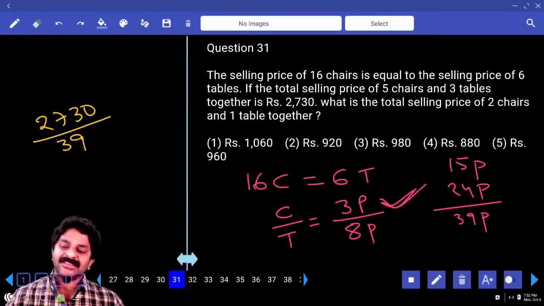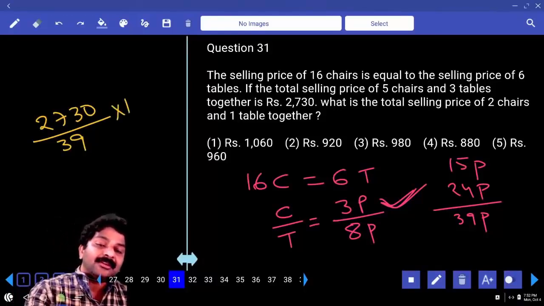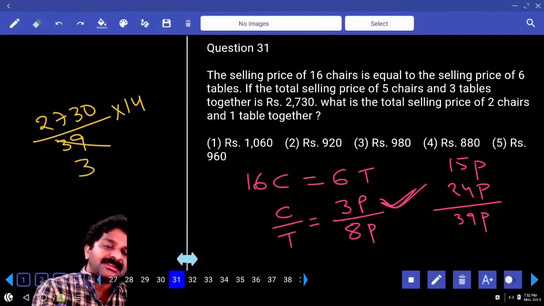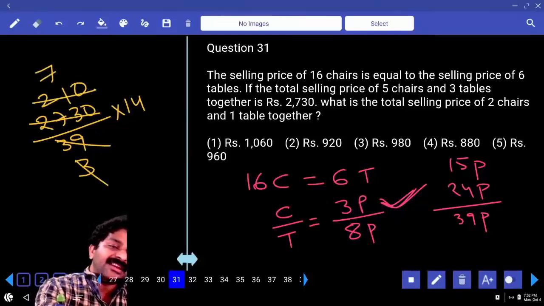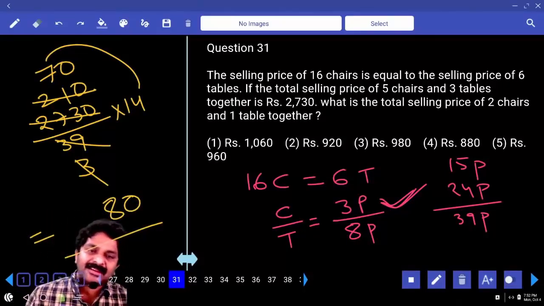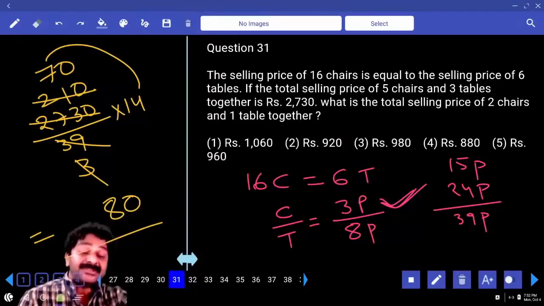Selling price of 2 chairs, 2 into 3 parts, 6 parts, and 1 table, 8. 6 plus 8, that is 14. Yes. So now cancellation with 13: 3 times, 13 2 times, 1 time, 0. Again 3, 70 times. You have a 0. 7 into 4 ends with. Answer must end with 80. Multiple options are there. Complete this. 14 7 times, 98 and then a 0. 980. Third option, final answer.